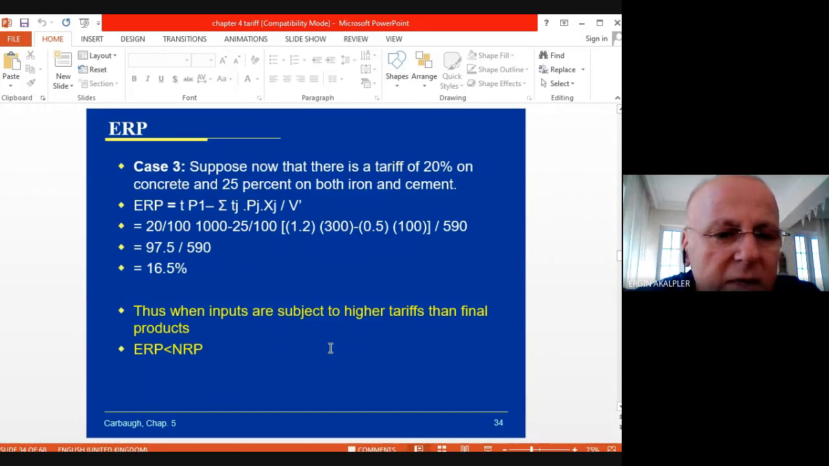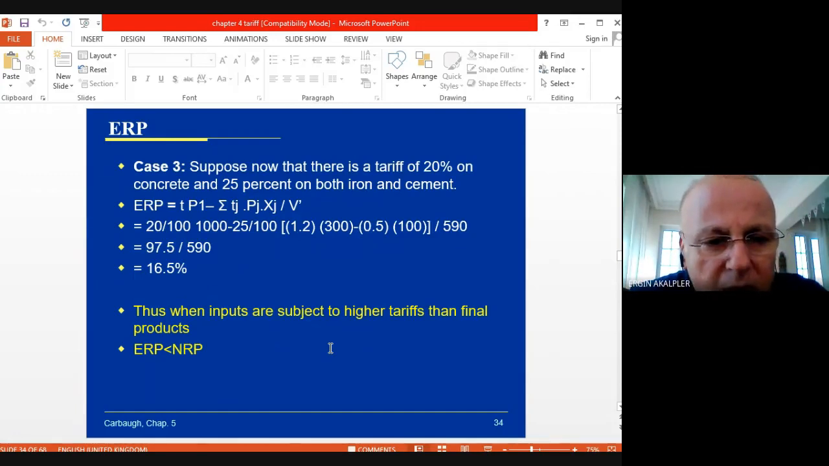And in the third case, suppose now there is a tariff of 20% on concrete and 25% on both iron and cement. Then we want to know what will happen, because now we have a higher percentage of tariff or tax on the so-called inputs than on the final goods, the so-called finished goods.